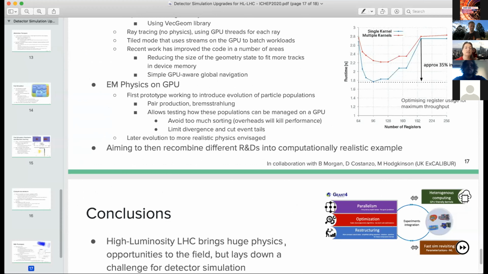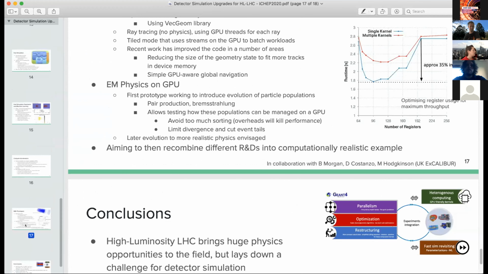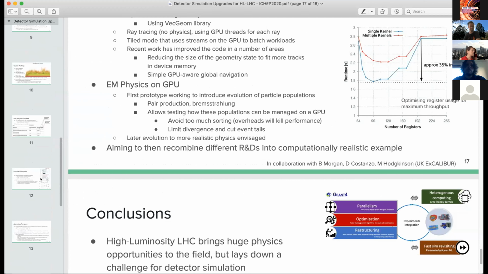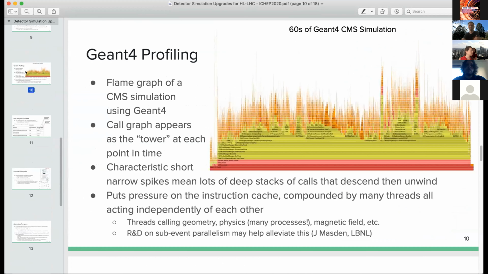I was intrigued by your slide number 10, where you said that the spikiness of this plot, I don't think I've ever seen it before, is the idea that you want to squish it down, flatten it, these spikes?